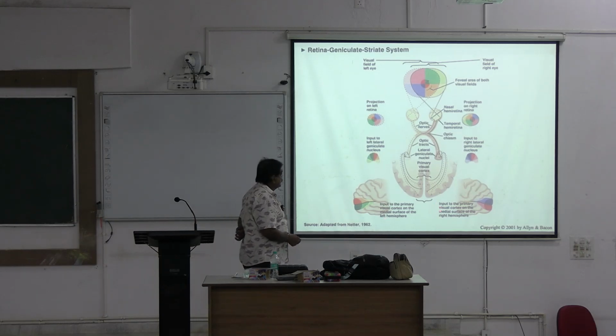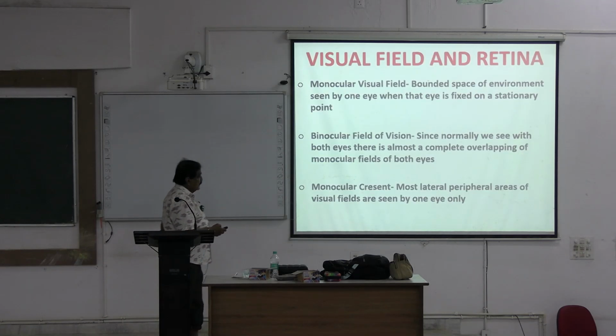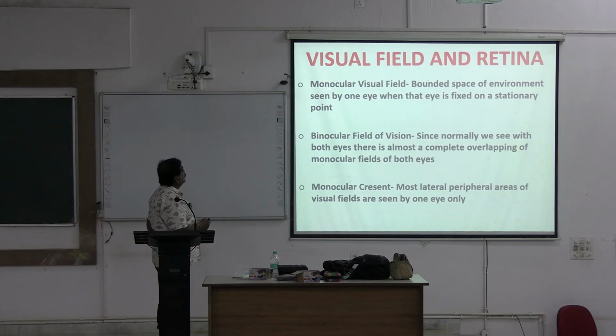Input to the primary visual cortex on the medial surface of the right hemisphere. Visual field and retina. Monocular visual field: the bounded space of the environment seen by one eye when that eye is fixed on a stationary point.